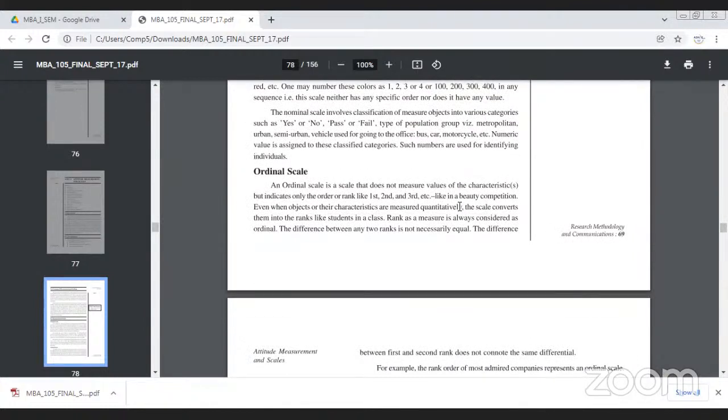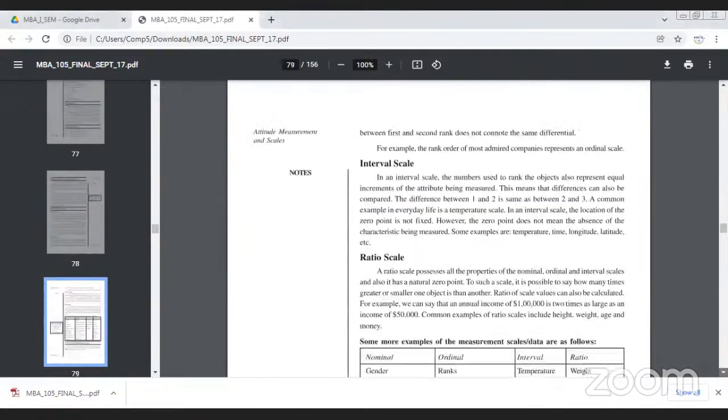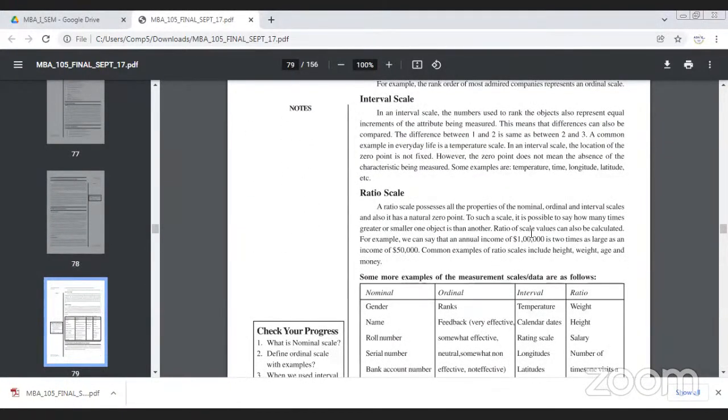Ordinal scale. An ordinal scale is a scale that does not measure the value of the characteristics, but indicates only the order or rank: first, second, and third, etc. Like in beauty competitions, where the objects or their characteristics are not measured quantitatively. The difference between first and second rank cannot be the same as the difference between second and third. For example, the rank order of most admired companies represents an ordinal scale.